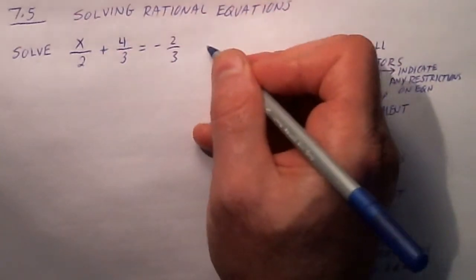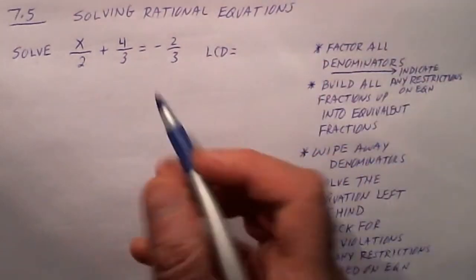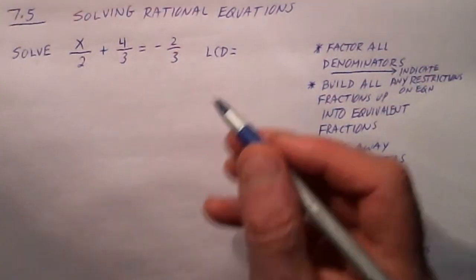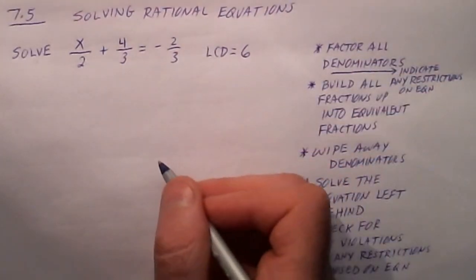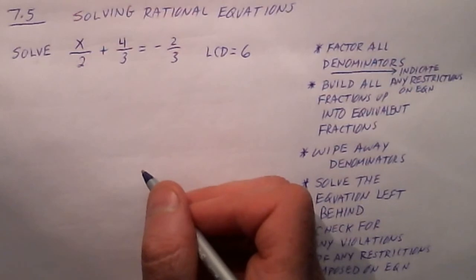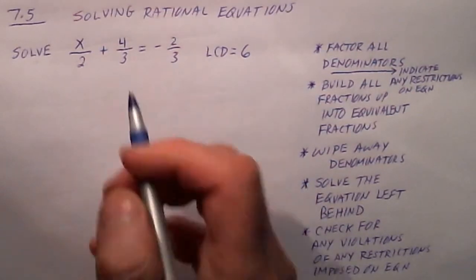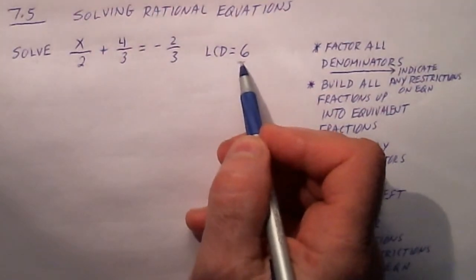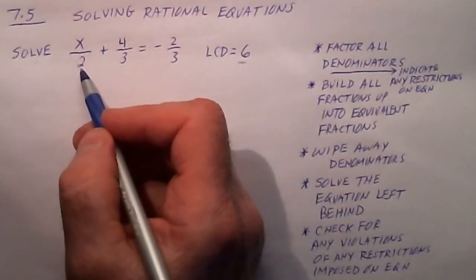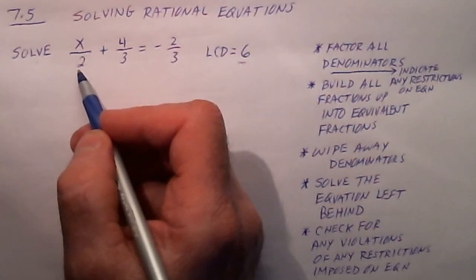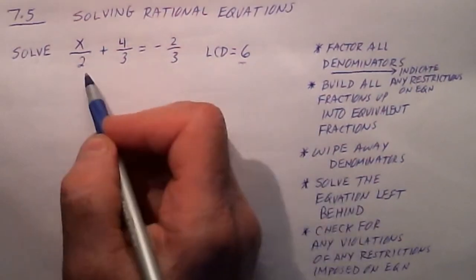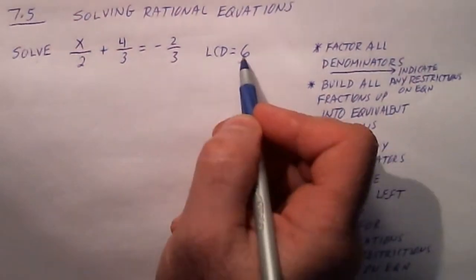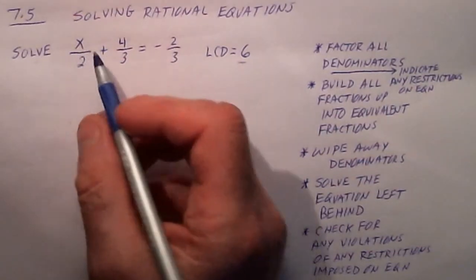So being the case, we can now put together our least common denominator, which is going to be the smallest number or the least number divisible by both 2 and 3, and that's going to be 6. So 6 is our least common denominator. The next step now is to build all of these fractions in this equation up into equivalent fractions that take on the least common denominator of 6. The first rational expression in this equation, ladies and gentlemen, is x over 2. And in order to build a 2 up to a 6, the least common denominator, we're going to have to multiply top and bottom of this first fraction by 3.